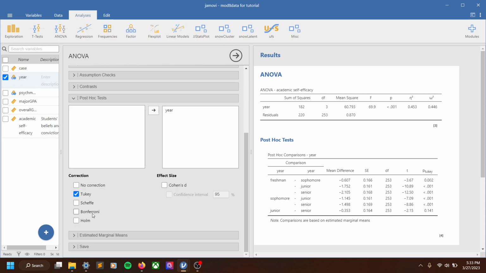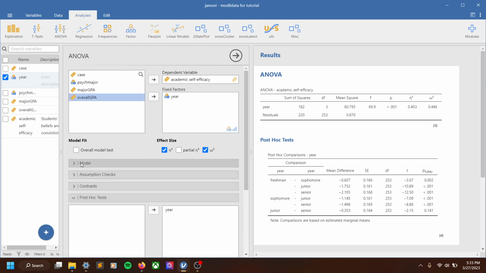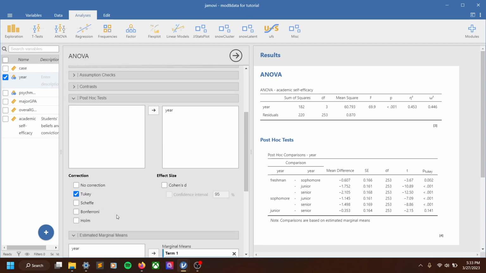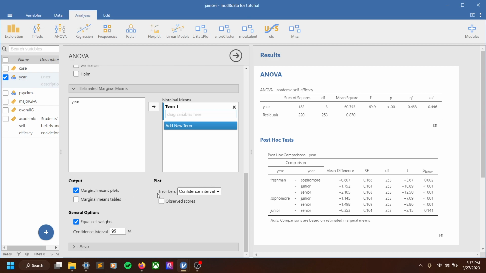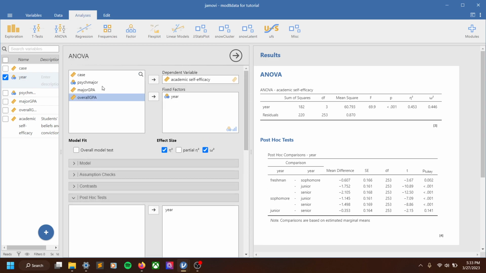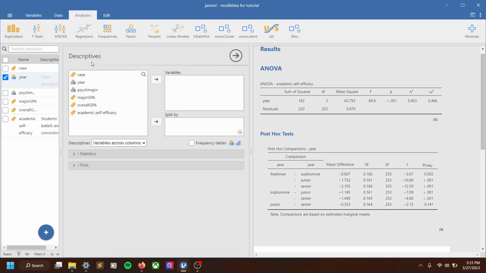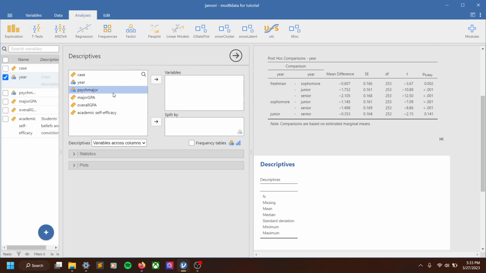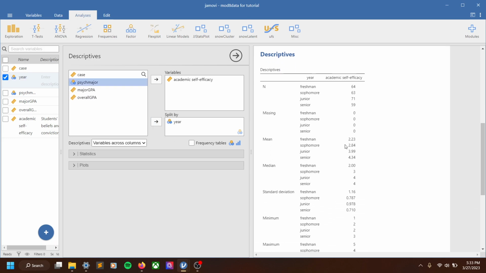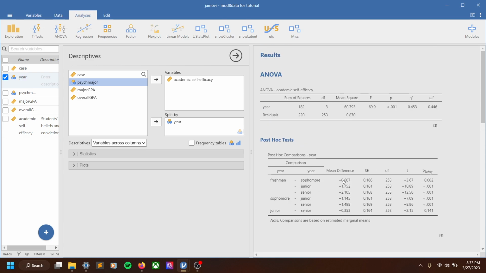And let's see here. Where can I add the actual means? I guess I could do that real quick, if you want, just to have those handy. Variables, academic self-efficacy split by year, so you can see our actual means for each of those groups. So yeah, you can see some numbers to give a little bit more context to these. So that's one thing you can do to help you out.